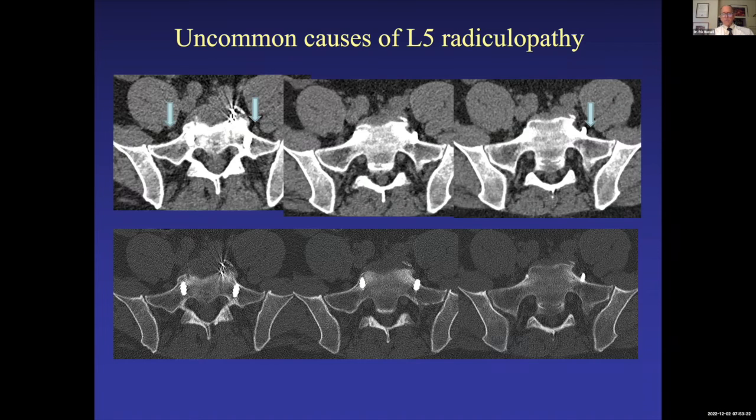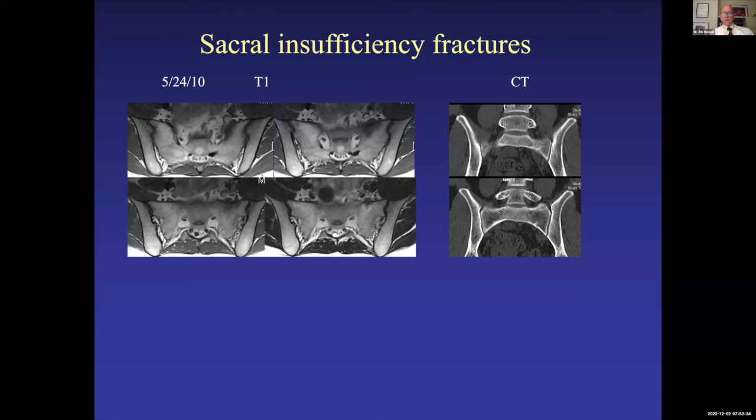Even more interesting, a 19-year-old woman who presented a year before this scan with right-sided L5 radiculopathy. They never found out why. Her lumbar disc levels are totally normal. Now, a year later, she comes back with left-sided L5 radiculopathy. Again, lumbar disc levels totally normal.